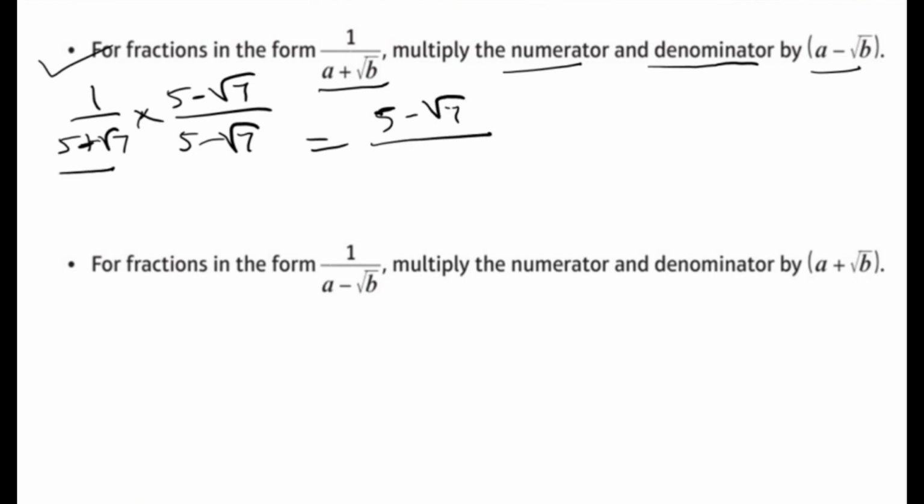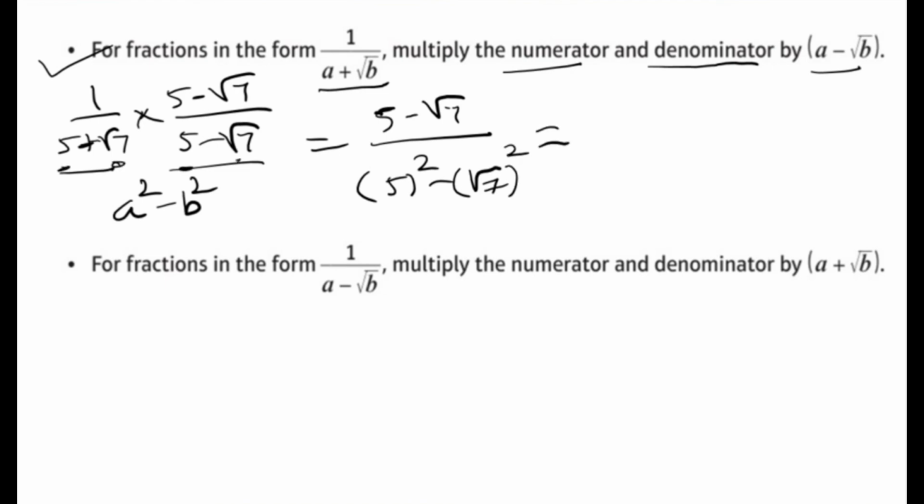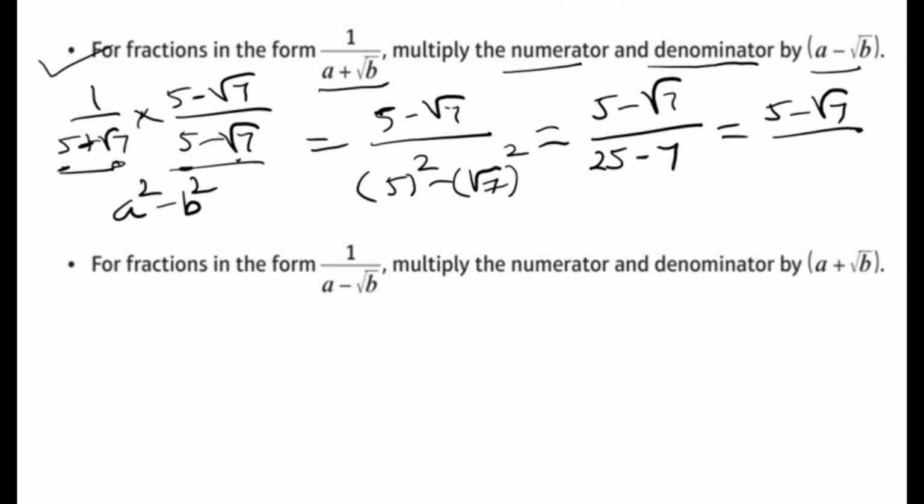In the denominator, you can see this is a plus b, a minus b, so it's a difference of squares, and you can write a squared minus b squared. So I can write 5 squared minus root 7 squared. When I simplify the denominator, 5 squared is 25, minus root 7 squared which is 7. So 5 minus root 7 over 18.